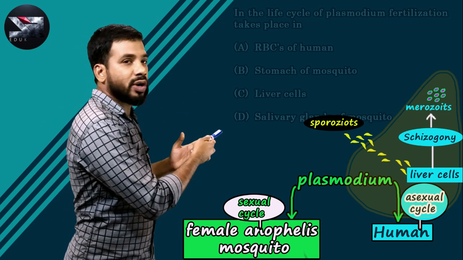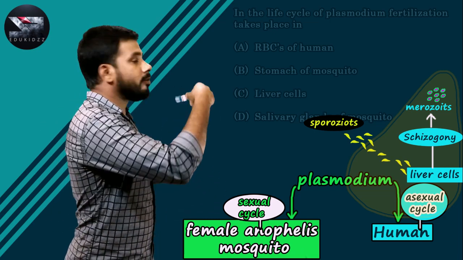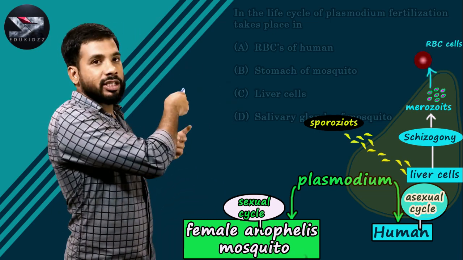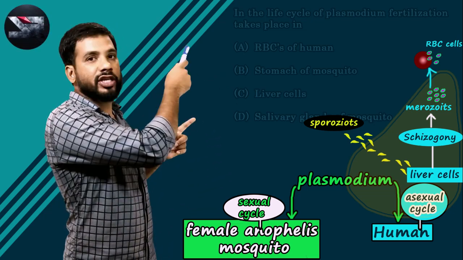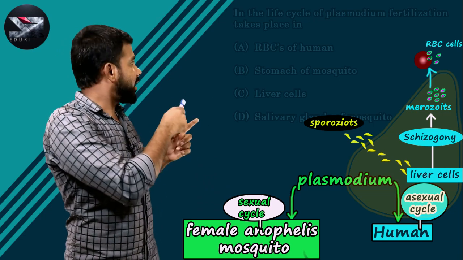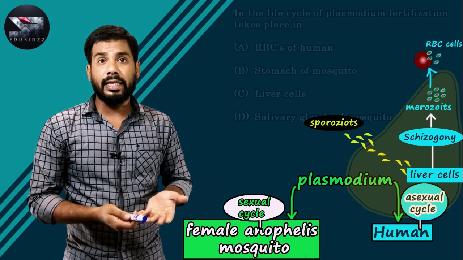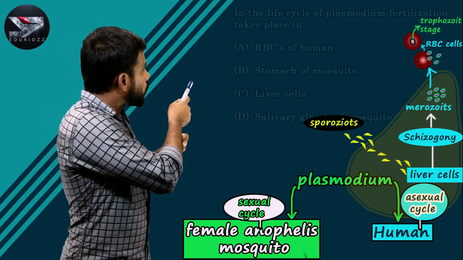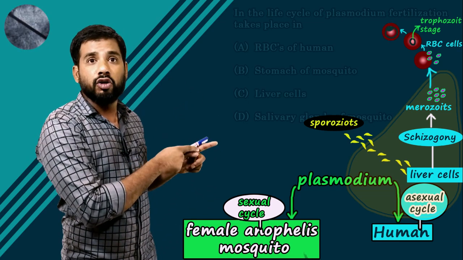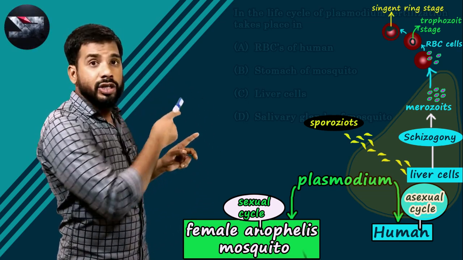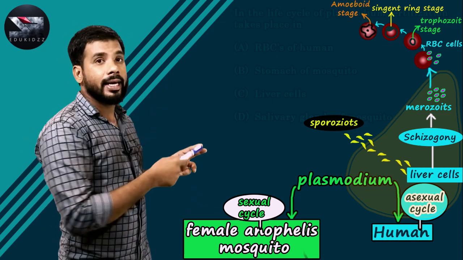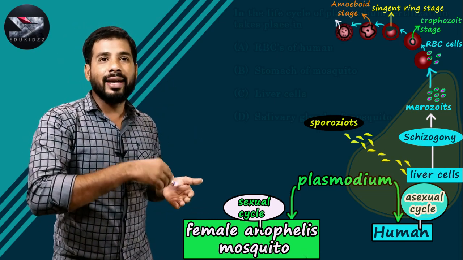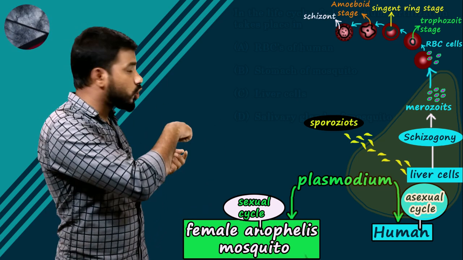These merozoites are transferred from the liver to the RBC, that is, to the blood, where they infect the RBC cells. Inside RBC cells they show several stages: the trophozoite stage, followed by the signet ring stage, followed by the amoeboid stage, which finally results in the formation of schizonts.